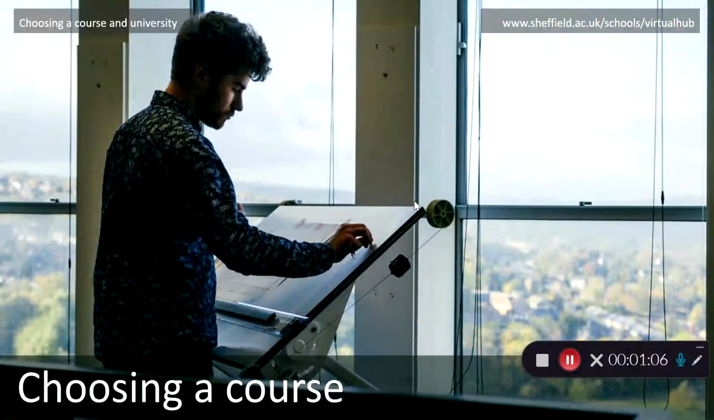There are over 50,000 courses available to apply to at UK universities via UCAS and over 300 courses available at the University of Sheffield. You'll be studying your degree for a minimum of 3 years, so it's important that you make an informed choice and that you have an interest in the course you choose.